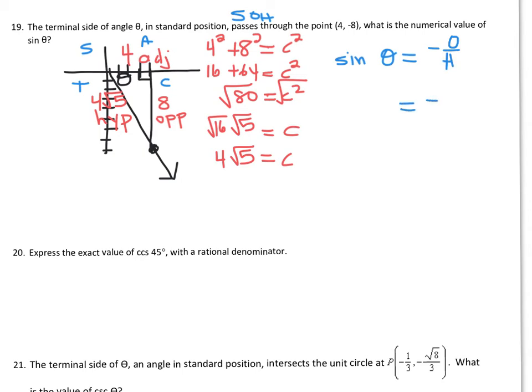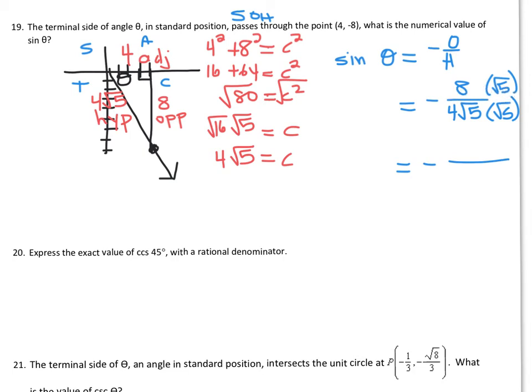So I'll bring down the negative. And in place of the opposite, we have 8. And in place of the hypotenuse, that's the side we just found, 4 radical 5. Now we do have a radical in the denominator, which we don't want. So when that happens, you could just multiply top and bottom of the fraction by the radical itself. Okay, so when we do that, on top we have 8 radical 5.